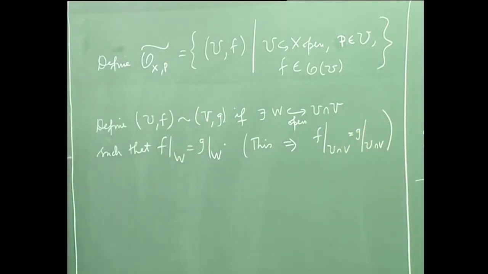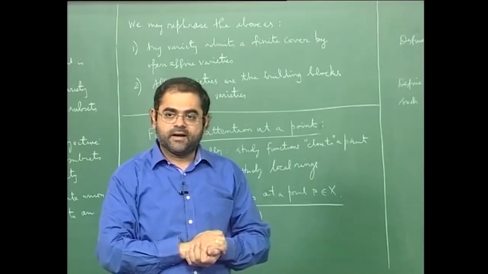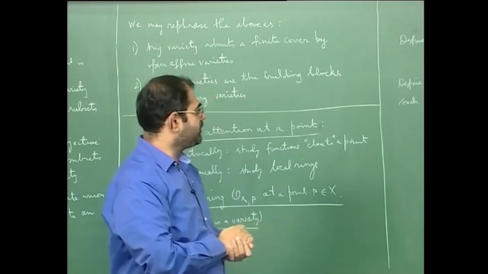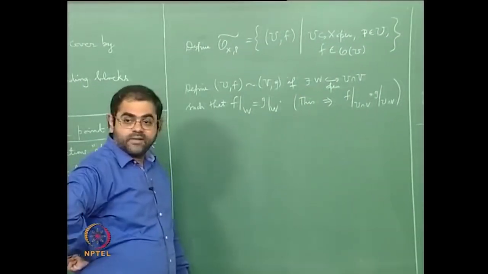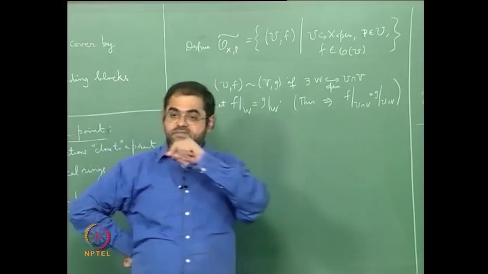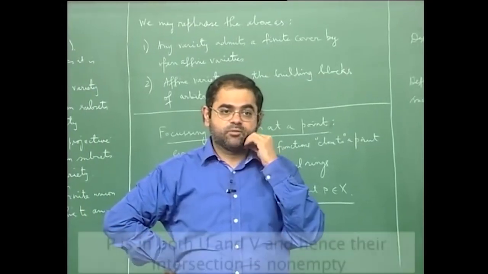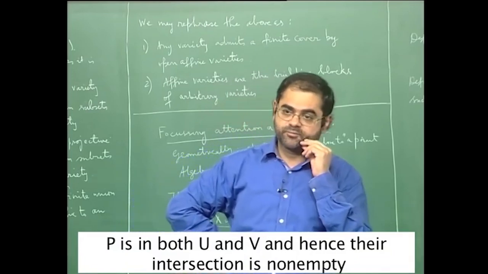Okay, this will happen because F and G will now be regular functions. F restricted to U intersection V and G restricted to U intersection V will be two regular functions on U intersection V, which is a variety. If they are equal on a non-empty open set, then they have to be globally equal. I only have to ensure that U intersection V itself is irreducible. I think that's all right because U intersection V is an open subset of U, and U is irreducible, and therefore U intersection V is also irreducible.